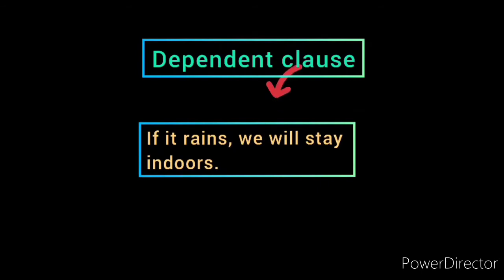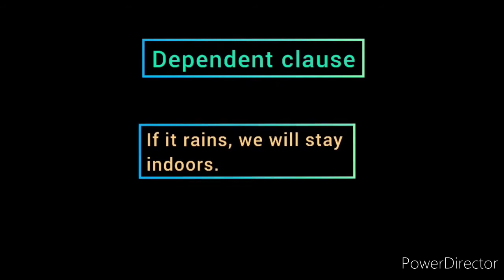We will stay home is independent clause because it can stand alone and can convey complete sense without the help of another clause. But if it rains is not conveying complete sense without the help of another clause. So if it rains will be dependent clause. Okay, and we will stay indoors will be called independent clause. Now, students, I hope you have understood this. Now, let's move forward to the next example of dependent clause.